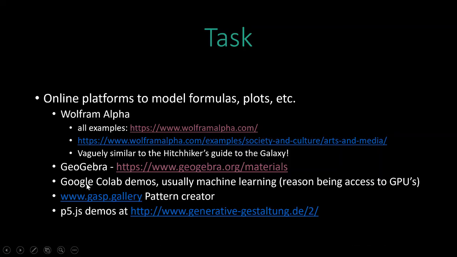And the last one, last class we also talked about Google Colab, which we have used to run some of the demos online. The advantage is that it's accessing a machine with a powerful GPU, so you can quite often use it with machine learning demos or something. I don't have anything exactly here, but that's a way to showcase your work if you have done something with that. And then the last two, one is the GASP gallery. I randomly found this a few days ago.